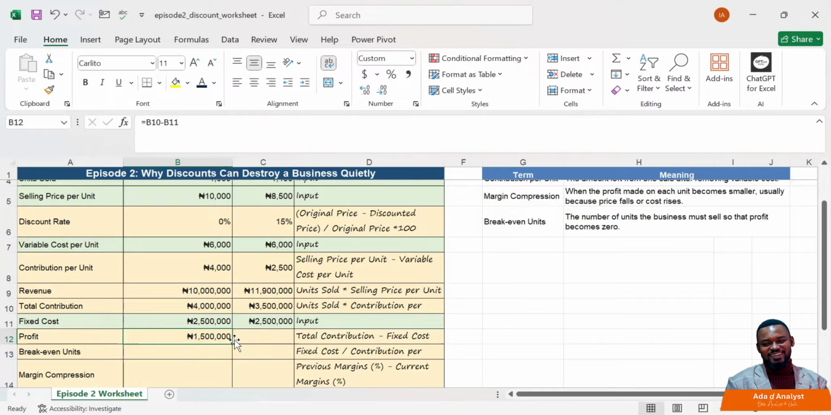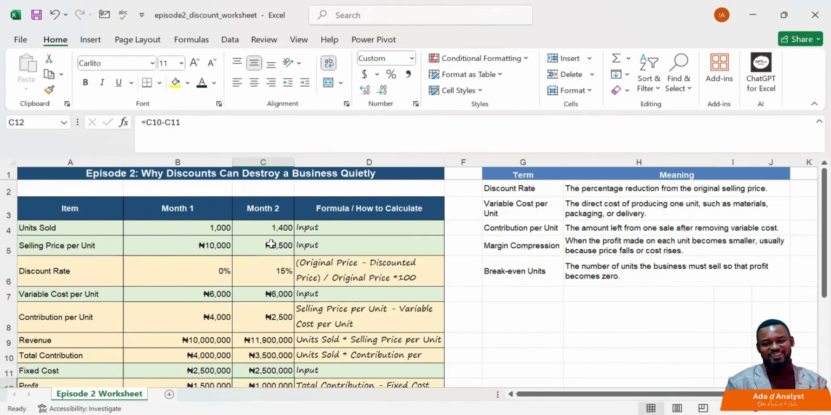So let us do the same for month two and see if we are going to get a lower or a higher profit, right? So we'll say equals our total contribution is 3.5 million minus our fixed cost for month two, which remains static at 2.5 million, right? So you can see now, before we go far, we've seen that in month two, where the 15% discount was applied, we had more sales, right? We sold more product.